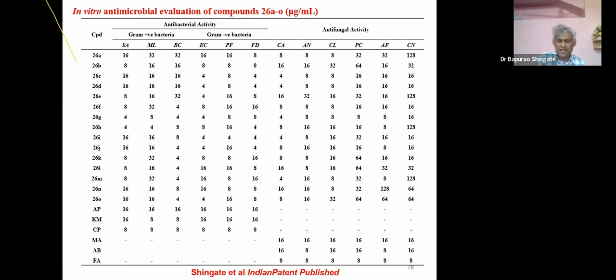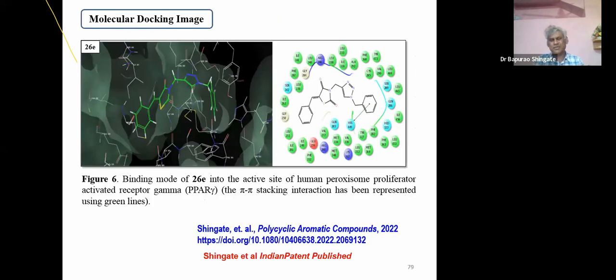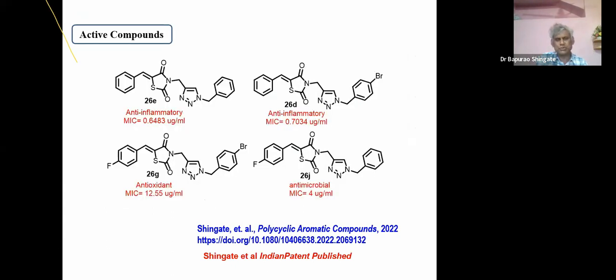As these synthesized compounds are showing anti-inflammatory activity, we have docked these particular compounds against the active sites of human peroxisome proliferator-activated receptor gamma, PPAR gamma, and it gives better interactions. And these are the most active compounds for anti-inflammatory activity. Some of the compounds are showing better antimicrobial, that is antifungal as well as antibacterial activity, and some of the compounds are showing antioxidant activity.